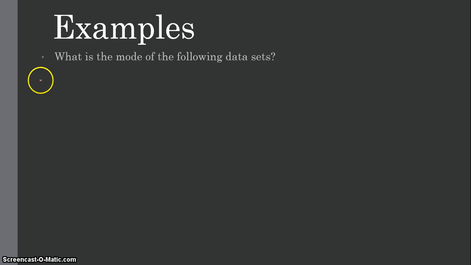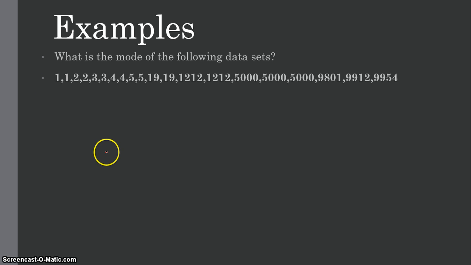So let's try some examples. I'm just going to walk you through each one. What is the mode of the following datasets? All right, so here we have a dataset, right? It's in order. It's a lot of numbers. But when we're asking for the mode, we're just looking for the number that shows up the most often. And here, obviously, it's the number 5,000.